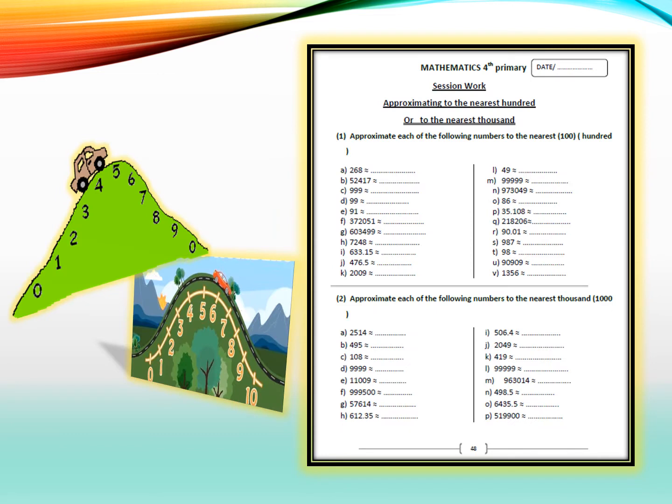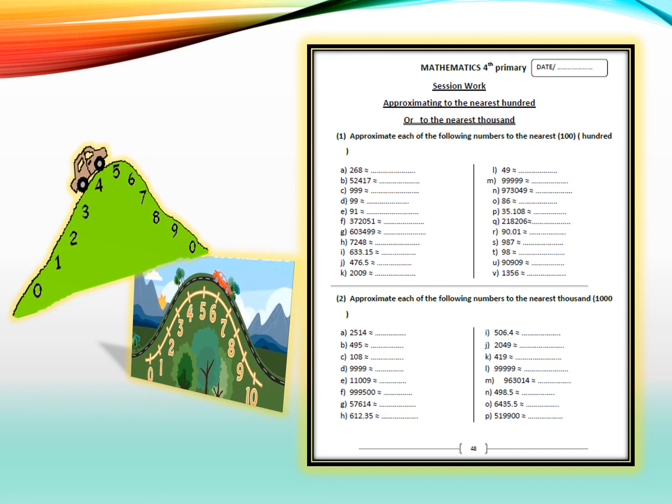Let's talk about another thing, approximating to the nearest 100 or to the nearest 1000. The same steps we did before in approximating to 10, we'll do in approximating to 100 or 1000. First, we must determine the place value and look at the number on the right. First, we're talking about approximating to the nearest 100.